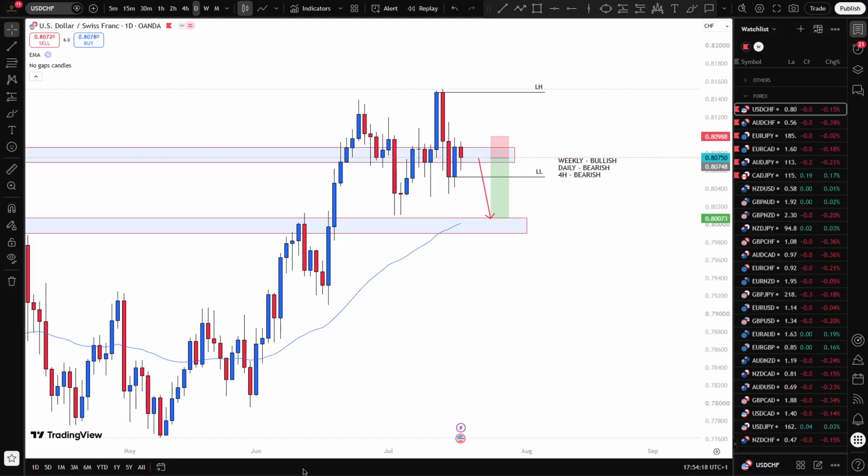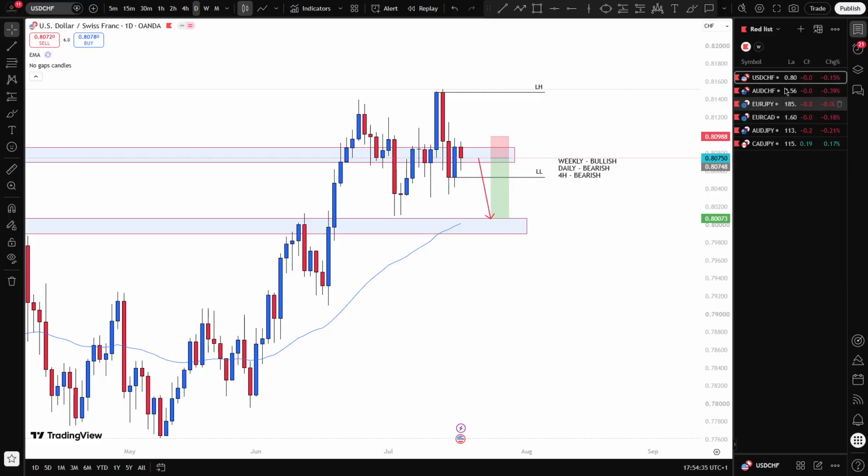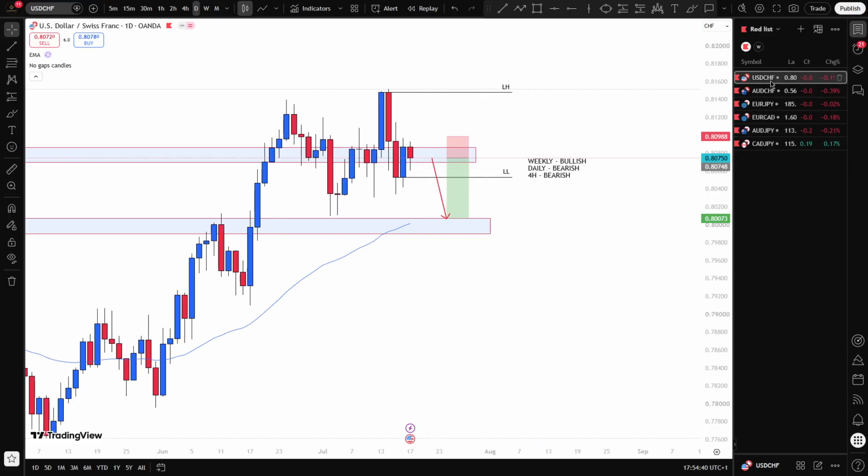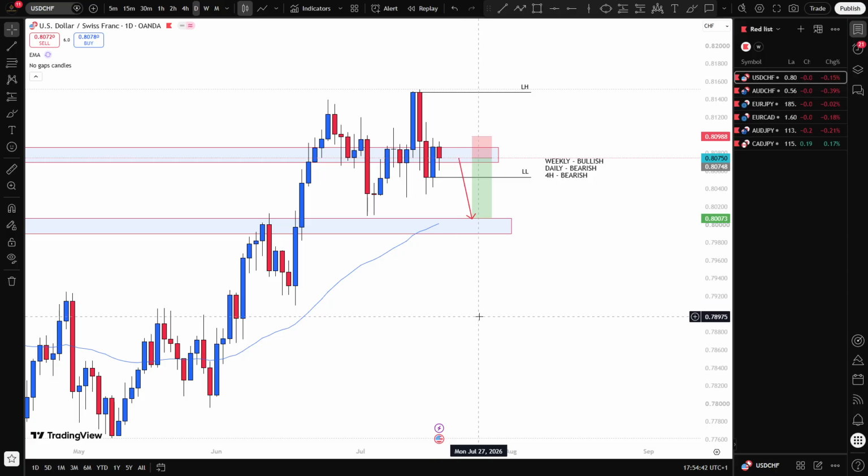So starting off, I've analyzed all these pairs, about 25 of them. I find opportunity in these 6 pairs. I'll do it like this so that I'll be seeing only the pairs. Now starting off with USD CHF. USD CHF is a very simple trade.